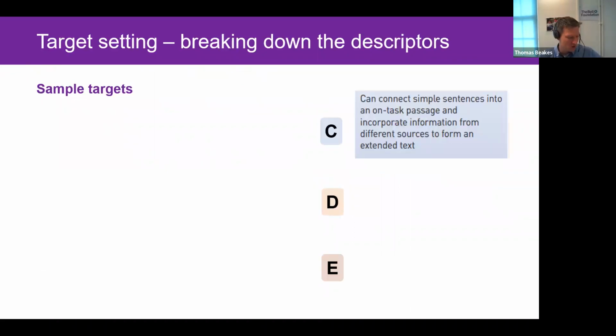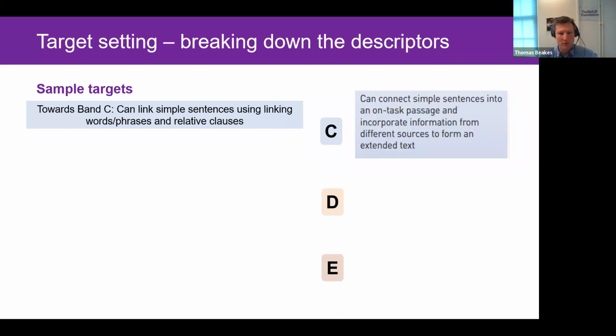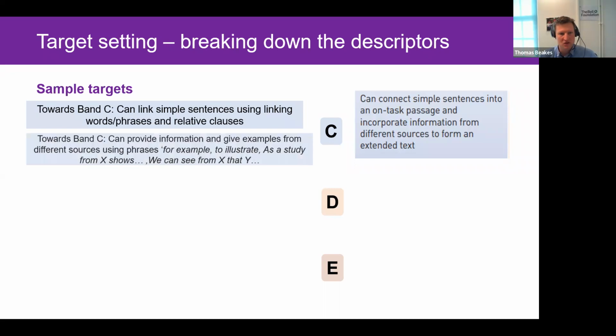So again, we can do our sort of exercise with the targets. I'm running a little bit short, but I'm going to show you how I might break down these descriptors. So we've got can connect simple sentences into an on-task passage and incorporate information from a different source to form an extended text, which again is a little bit vague, isn't it? And I think we need to break this down.